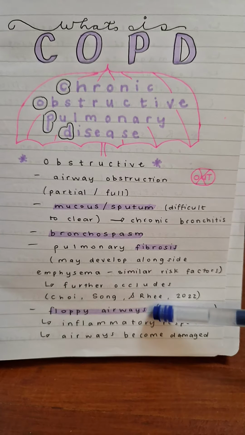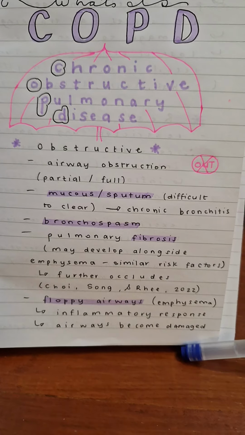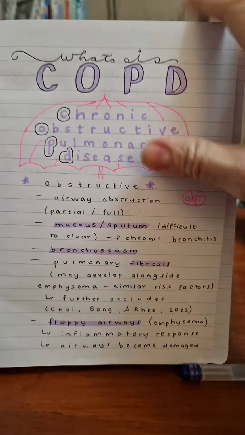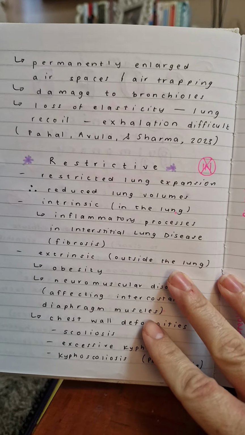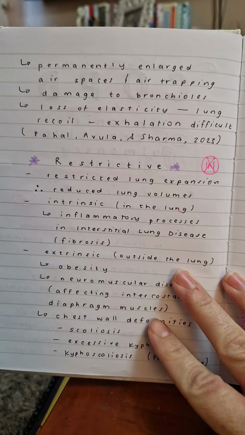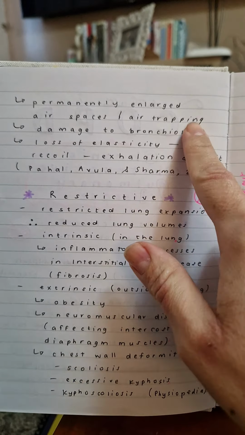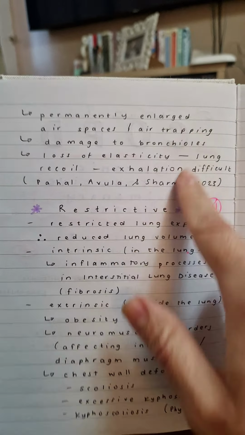Could also be down to damage or destruction of the airways, and this is where we see floppy airways. This is often an inflammatory response, and the airways become damaged or have permanently enlarged air spaces. We have air trapping in the lungs, so that is where you get bullae or air bubbles trapped in the lungs.